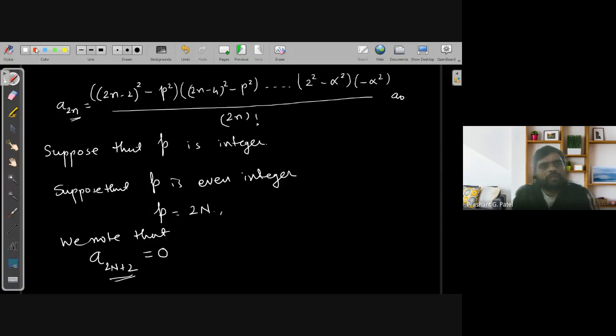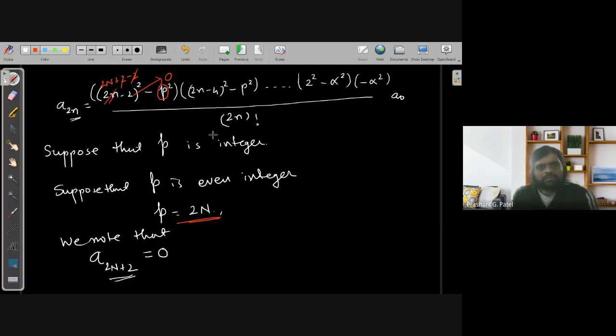This value will become 2n plus 2. Minus 2 is there, so this is cancelled out. So what is this bracket? It is 2n square, and the value of p is also 2n, we have assumed. So that is 2n square minus 2n square. So this value will become 0, and all other values are there, but 0 into anything will become 0. So a 2n plus 2 is 0.